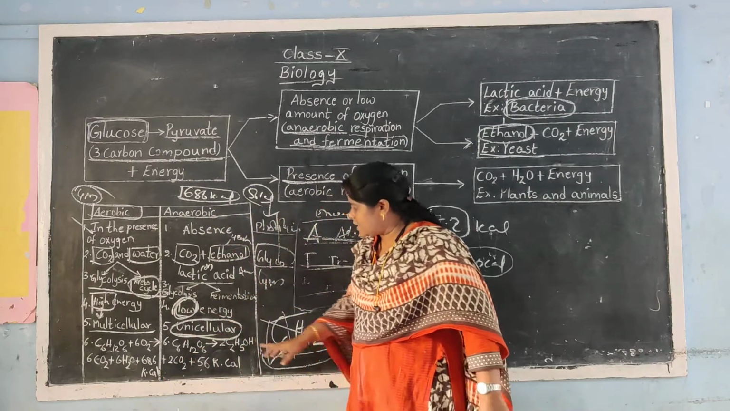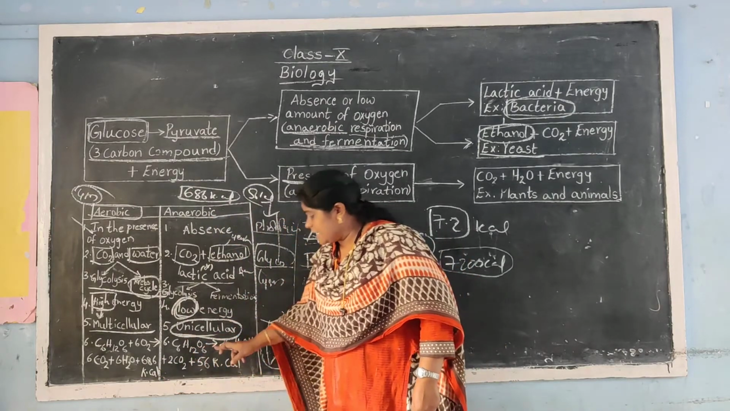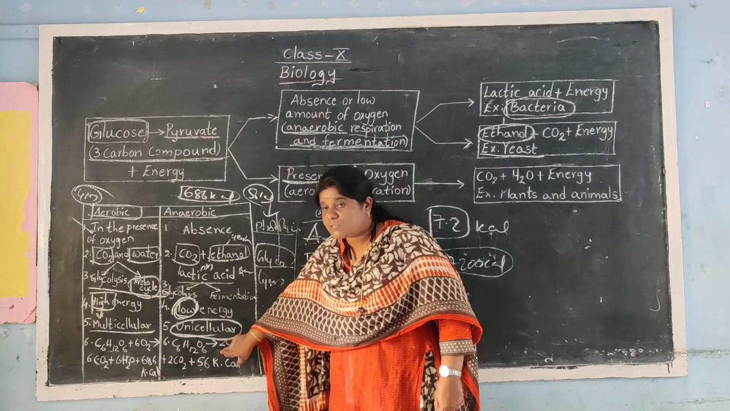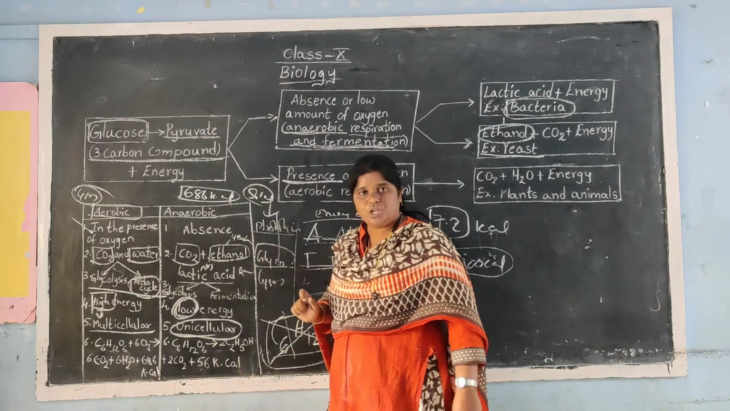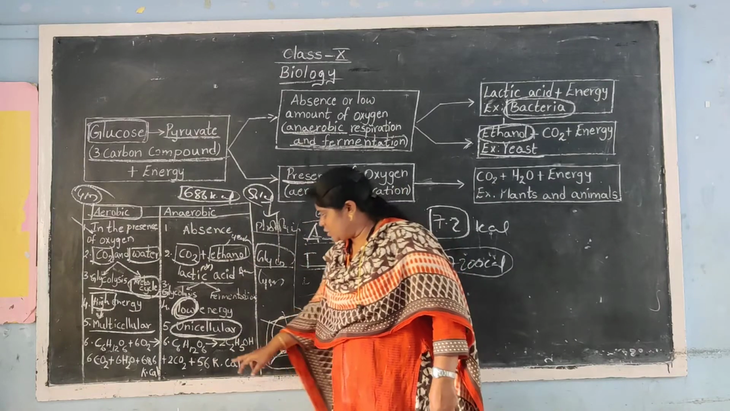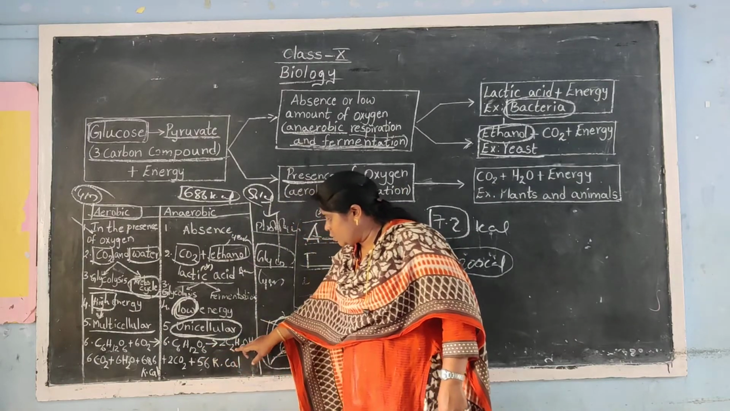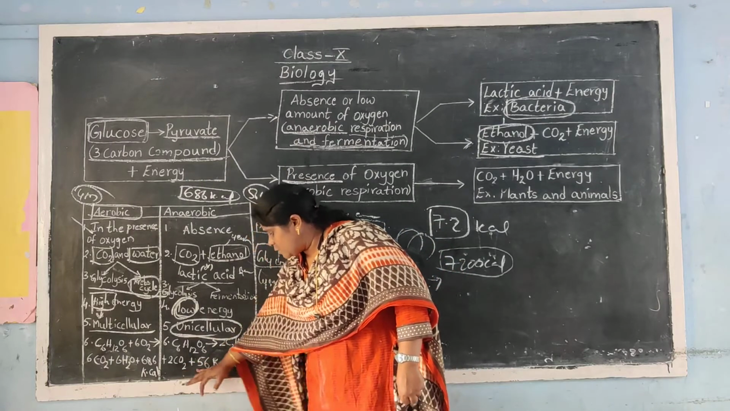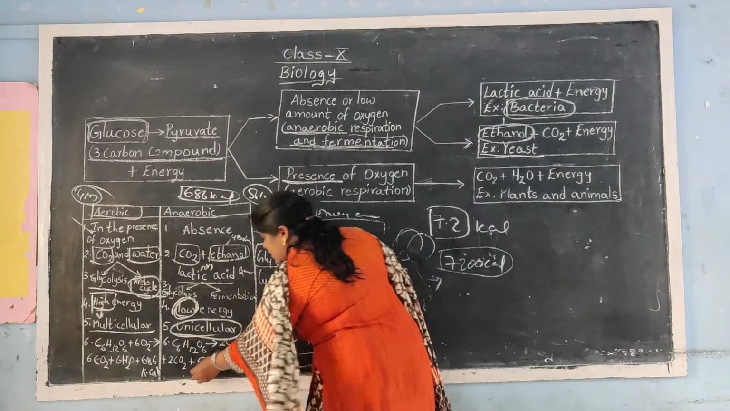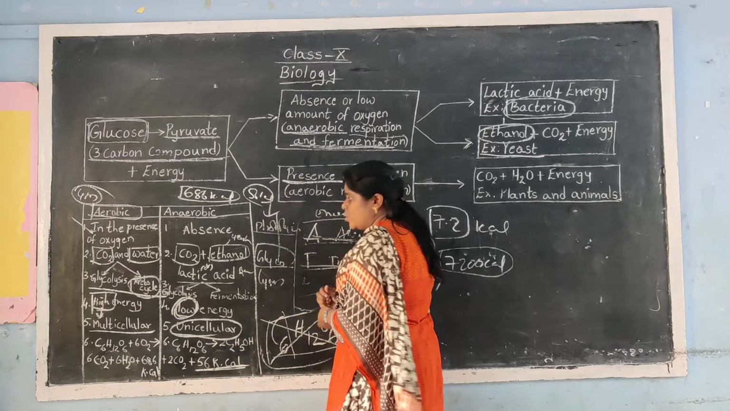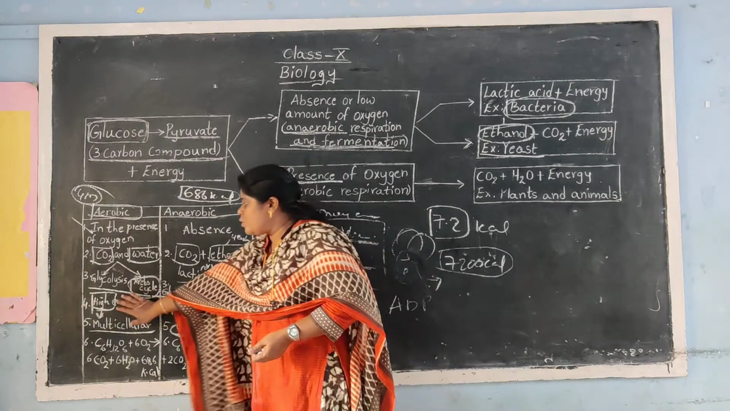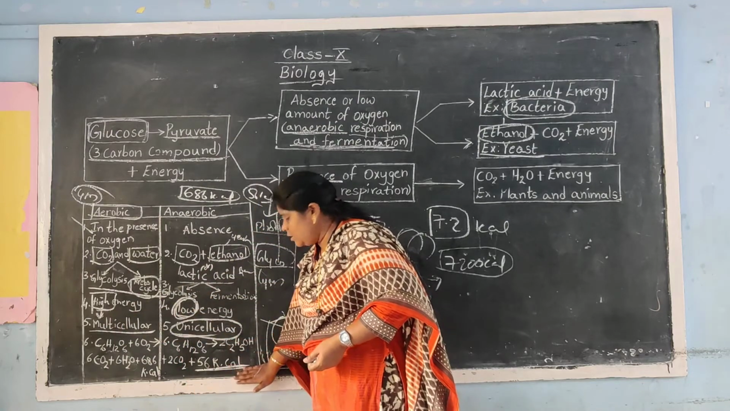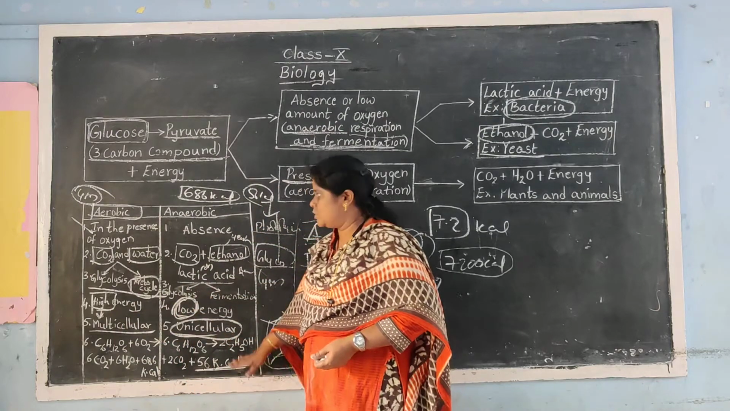When you come to anaerobic respiration, C6H12O6, here I did not mention O2 because it is anaerobic respiration. So directly we give 2C2H5OH plus 2CO2 plus only how much energy? 56 kilocalories of energy. So by this we can understand that high amounts of energy is released in aerobic respiration and low amounts of energy in anaerobic respiration.